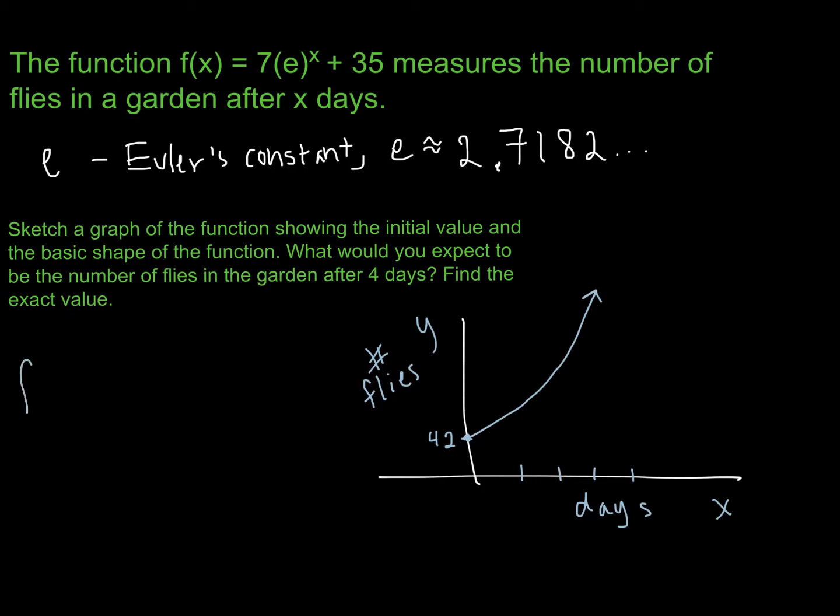So go ahead and compute f of 4, which will be 7 times e to the 4th plus 35. And what you can do is you can go to Wolfram Alpha, and if you just type in this whole expression with a lowercase e, it will compute it for you. And what you will get is approximately 417.19. So if you get 417.19, the answer to how many flies are in the garden after 4 days, well, you can't have 0.19 of a fly, so you would probably round to 418 if you were always rounding up, or you might round to the nearest whole number, which would give you 417 flies.